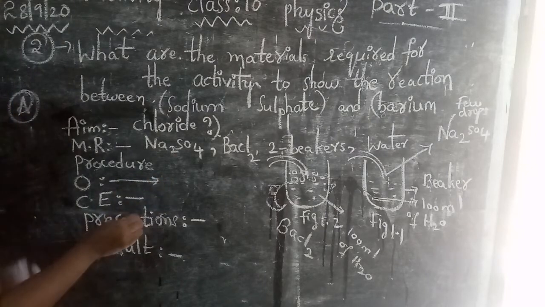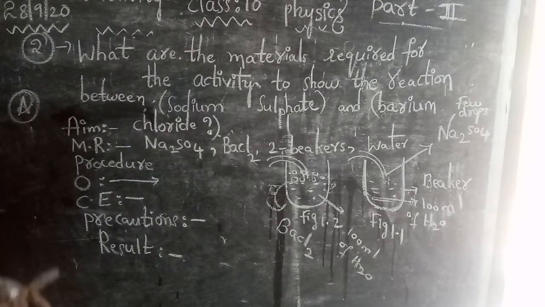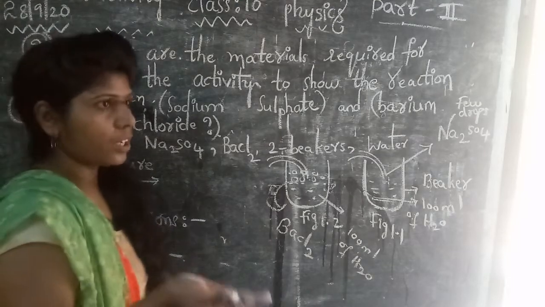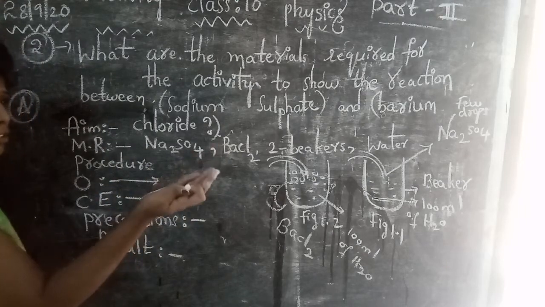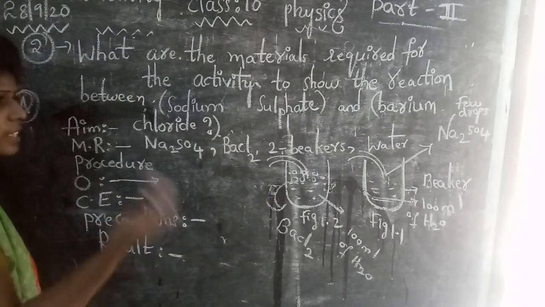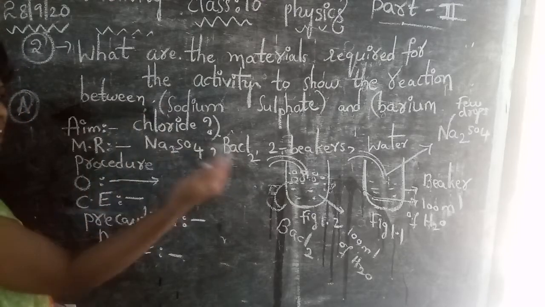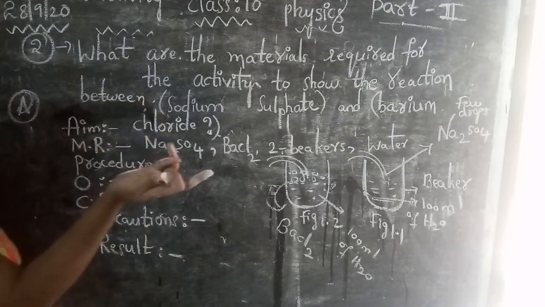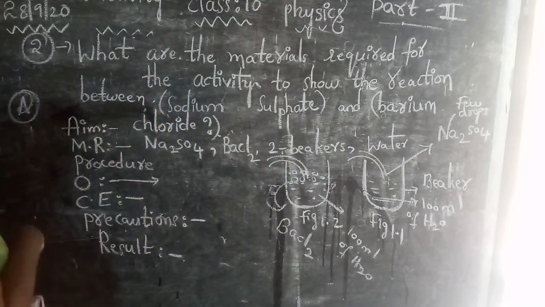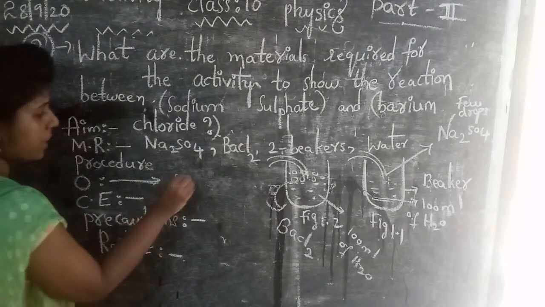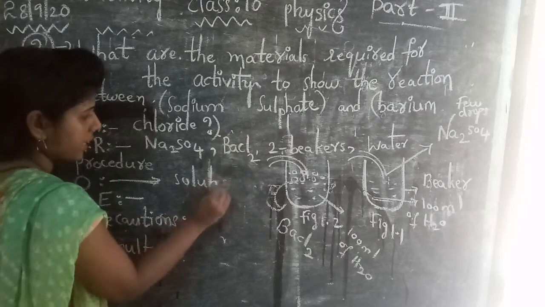Both are transparent. We have 3 kinds of substances: one is transparent, the second is translucent, the third is opaque. Transparent means light can pass through very clearly, and at the same time we can see the images on the opposite side clearly. That is transparent. Both these solutions are soluble in water.